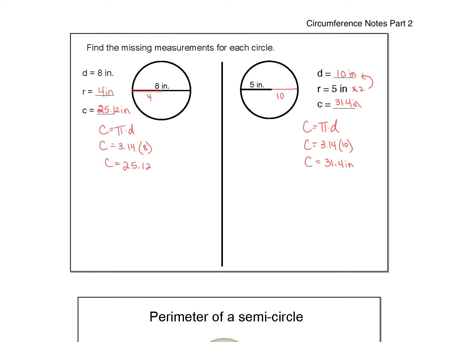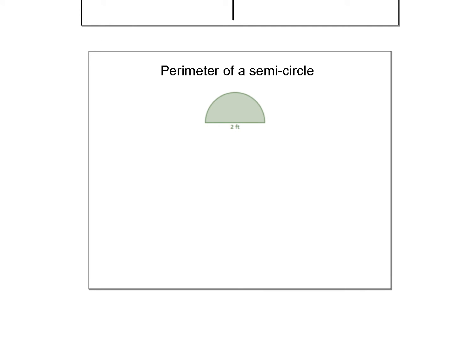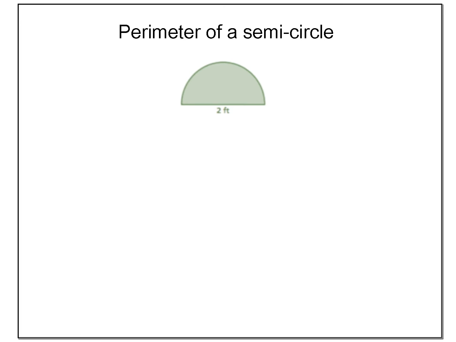So now that we've learned how to find diameter, radius, and circumference of a whole circle, we're going to start to do that same concept for a semicircle. A semicircle is really just a half circle. This whole circle here, and I'm just going to draw an example. If I were to finish this circle, it would go all the way around just like that.